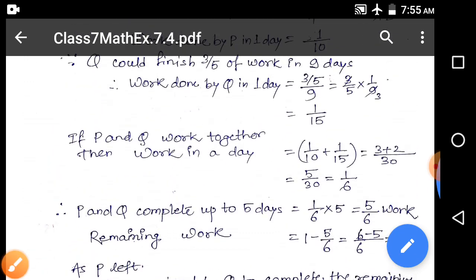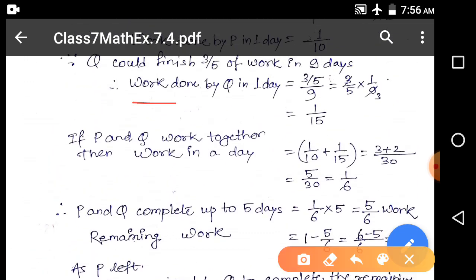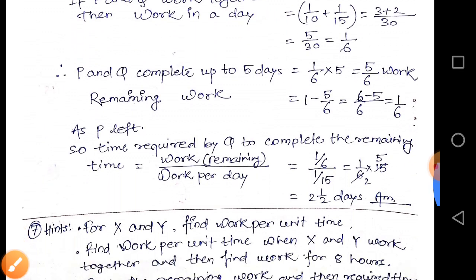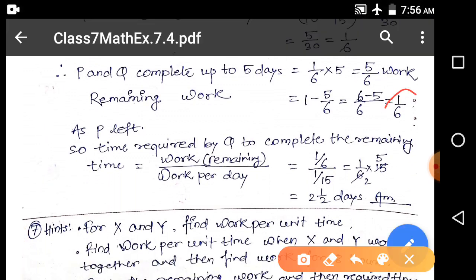See, this is the part of work done by Q in 1 day, 1 by 15. Remember this value. And the remaining part of the work is 1 by 16. So the work is 1 by 16 and the work per day by Q is 1 by 15. So this is the relation that we can use here. Time required equals remaining work by work per unit time by Q, that is work per day by Q.